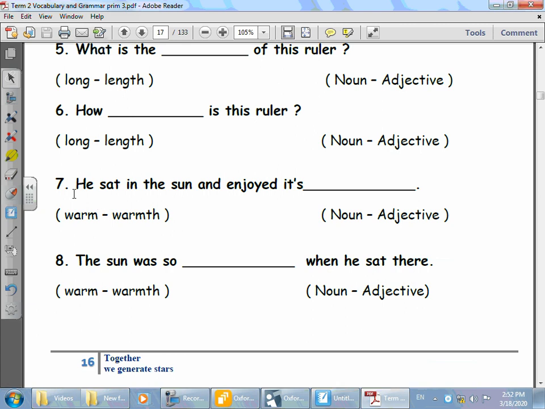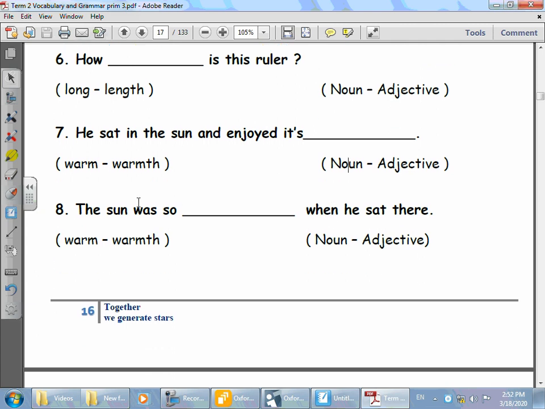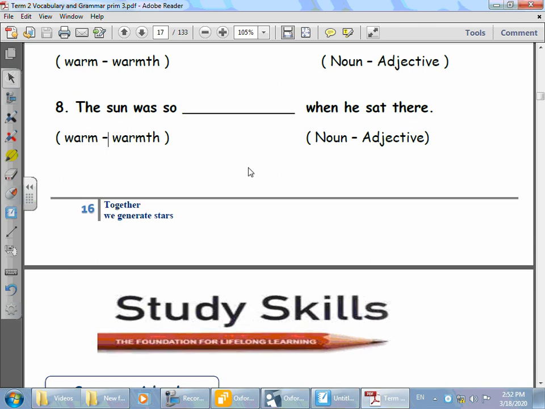Okay, number 7. He sat in the sun and enjoyed its warm or its warmth? Its warmth. Excellent. And it's a noun. Very good. Great job. Okay. The sun was so warm or so warmth? Excellent. Warm. And it's an adjective. Very good. Super. Hooray.